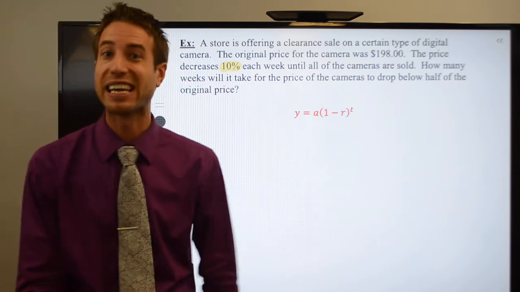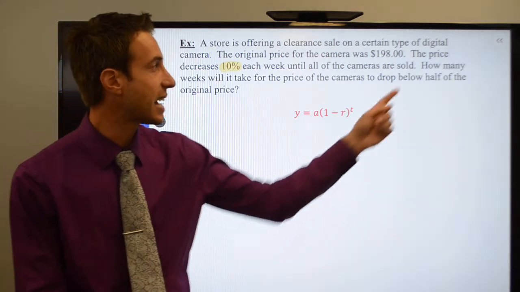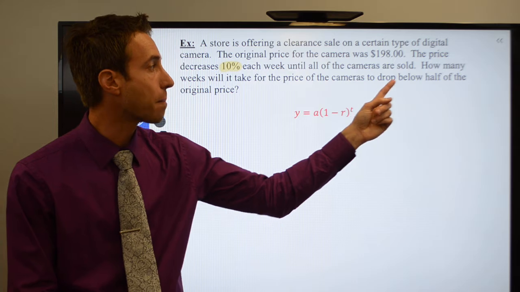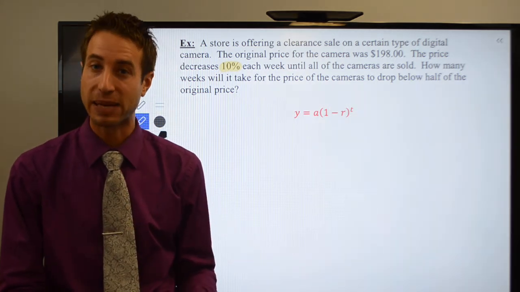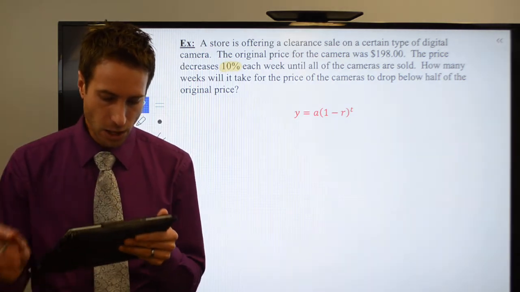We're going to go ahead and plug in everything we need to know. This one is a little different though, because please notice it says how many weeks will it take for the price of the camera to drop below half the original price. I'm going to need to set up an inequality, but no big deal, we can do that. All right, here we go.